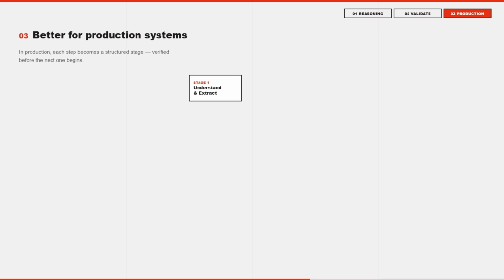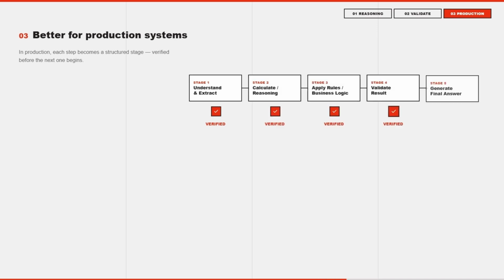Finally, this approach is particularly useful in production systems where the reasoning process can be divided into structured stages and each stage can be verified before the next one begins, making the overall system more reliable and easier to control.